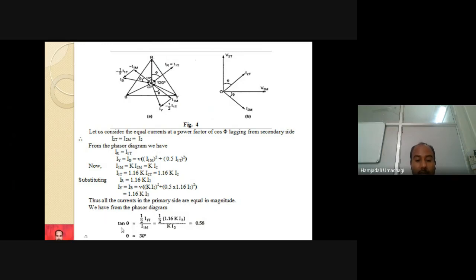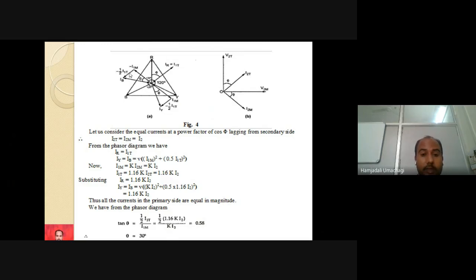We have from the phasor diagram tan theta. From this phasor diagram, you can consider any one of the triangles. This is theta, this is the opposite side, this is the hypotenuse, and this is the adjacent side. So tan theta is nothing but sin theta by cos theta. Sin theta, you can take as the opposite side, that is minus half I1t. Tan theta means sin theta by cos theta, where sin is the opposite side, minus half I1t, and the hypotenuse.